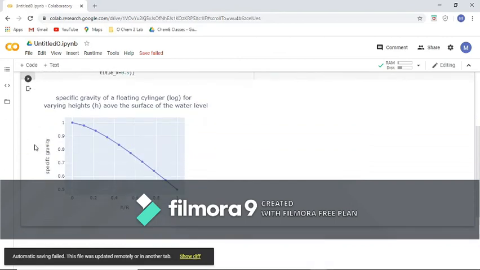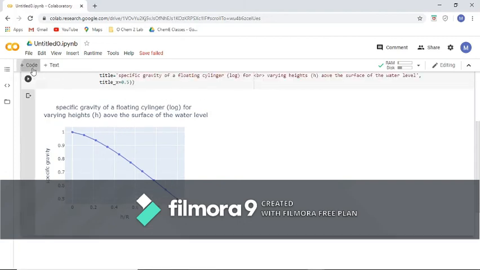And now we have our graph of specific gravity of a floating cylinder for the varying heights above the surface of the water level, with our specific gravity on the y-axis, our h over r values on the x-axis, and you can see as the h over r values increase, the specific gravity will decrease.